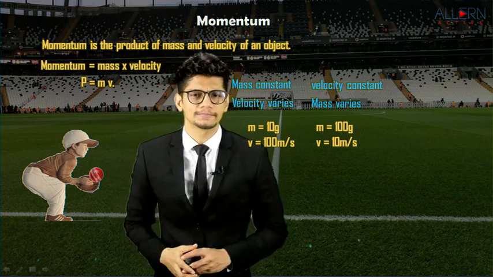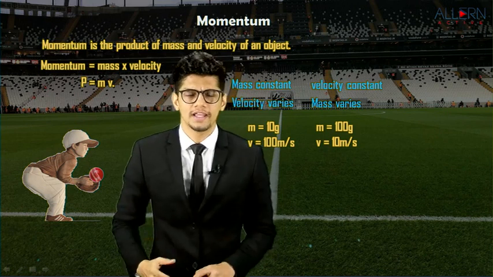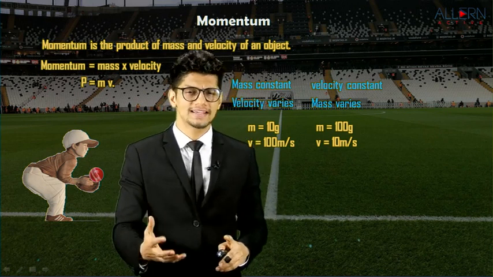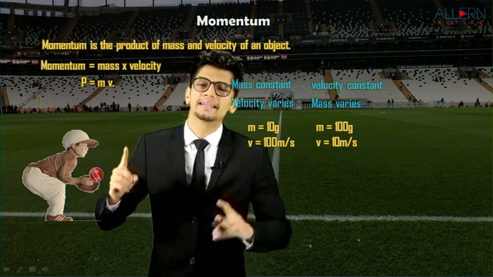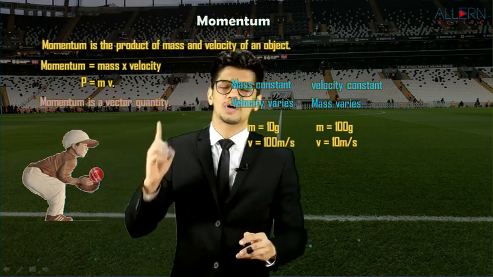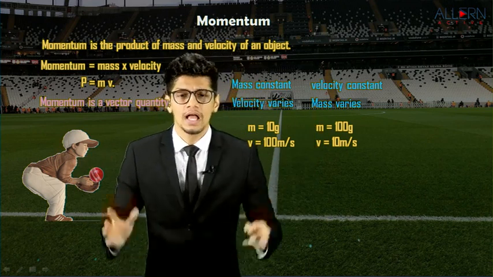Now one more thing. Velocity, is it a scalar quantity or a vector quantity? If you remember, we know that velocity is a vector quantity, and since momentum is related to velocity, that means momentum is also a vector quantity. So this was all about momentum. Now that we have understood what momentum actually is, we are ready to understand Newton's second law of motion.